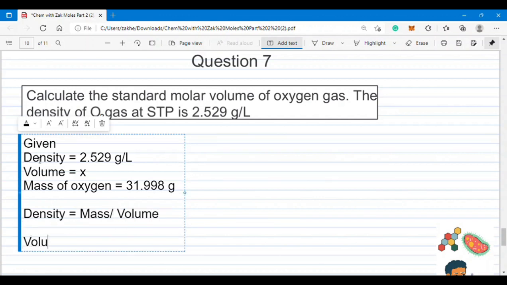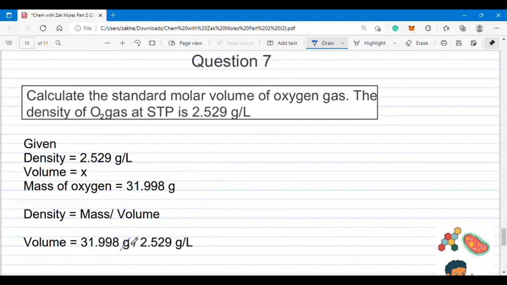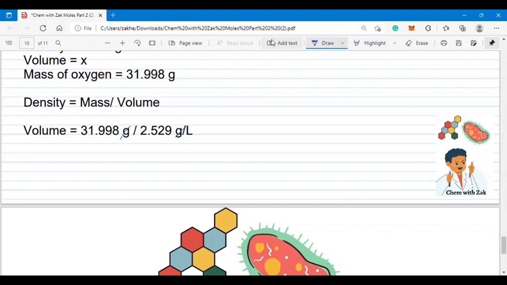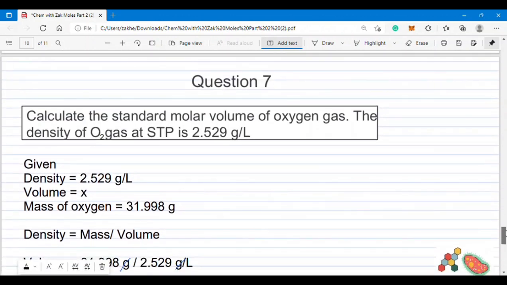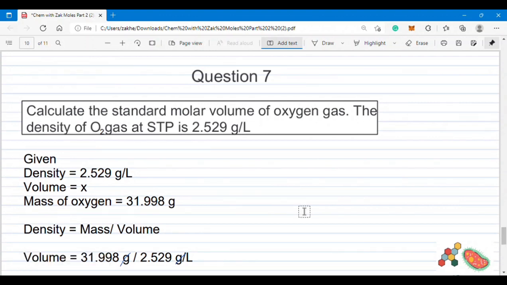Hence we make volume the subject of the formula and we say 39.998 gram divided by 2.529 gram per liter. So we cancel the common units and we are now left with liters. Therefore, when we put this into our calculator, volume is equal to 12.65 liters. And this is how you will solve this type of question, and this is where this presentation will end.